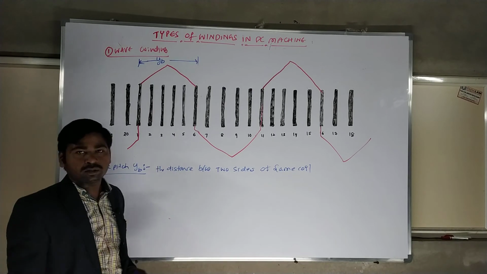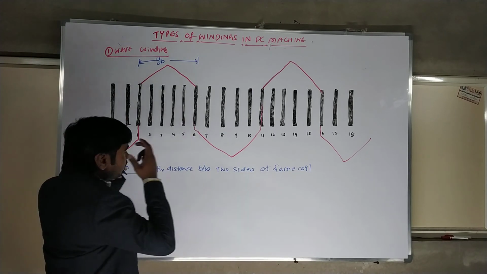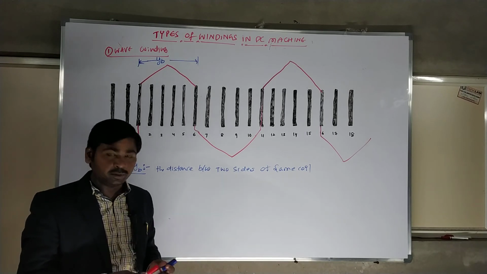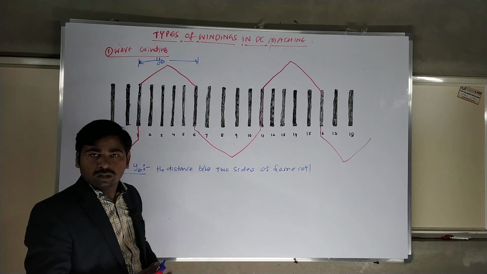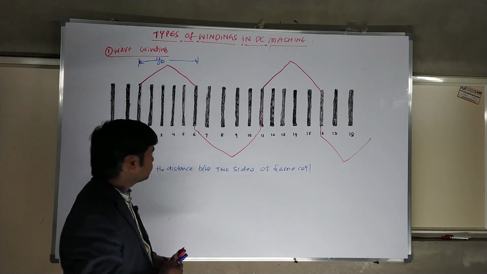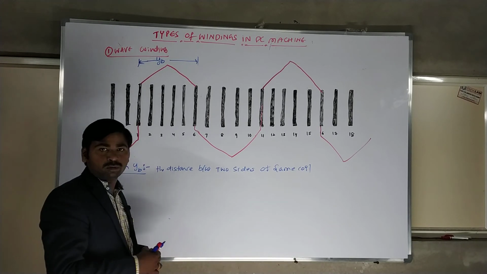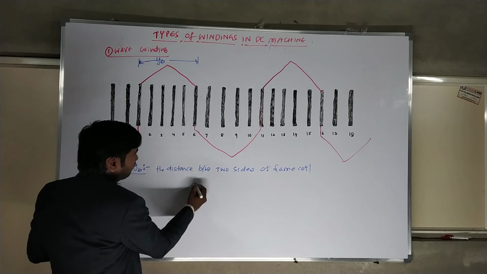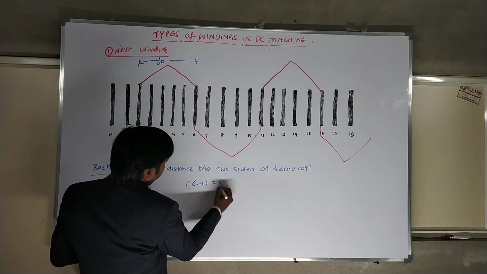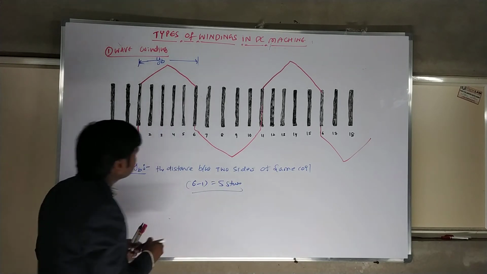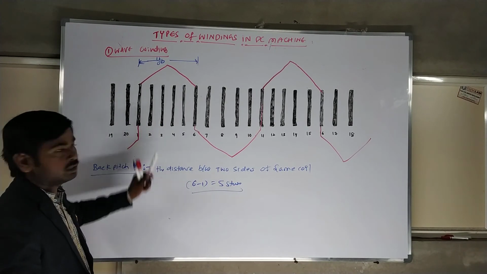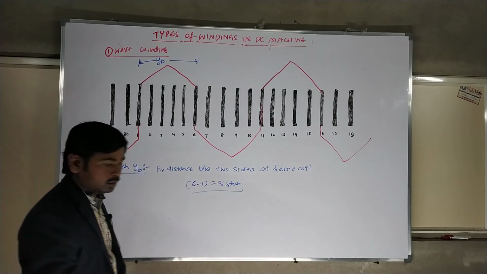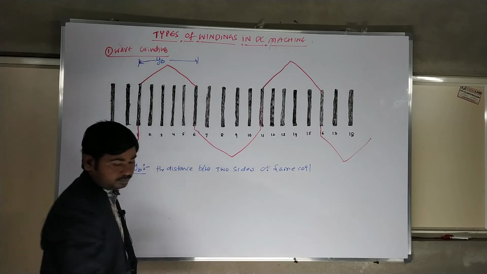So the back pitch is nothing but how many slots are in between. The representation of the back pitch or front pitch is in terms of the number of slots or number of conductors. How many is the back pitch? 6 minus 1, it becomes 5 slots. Don't think that 1, 2, 3, 4 is there, it's wrong. 6 minus 1, there are 5 slots. Consecutively you can take it out. Okay, now the back pitch is over.